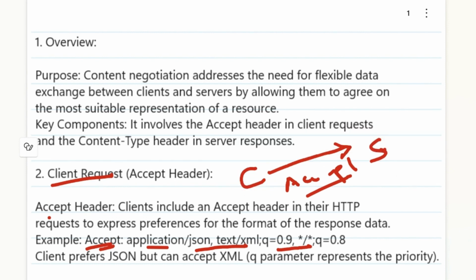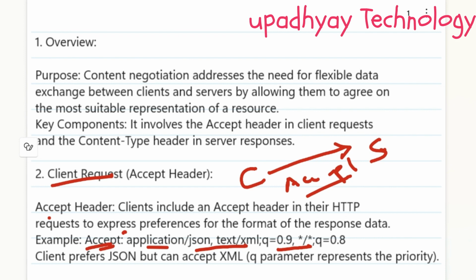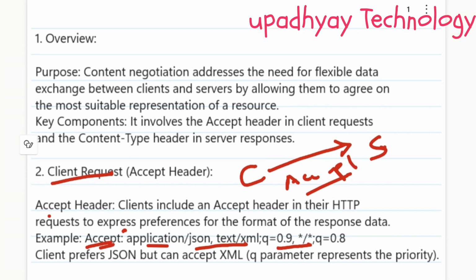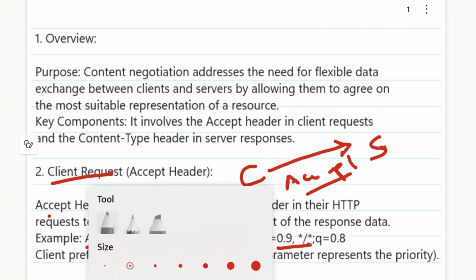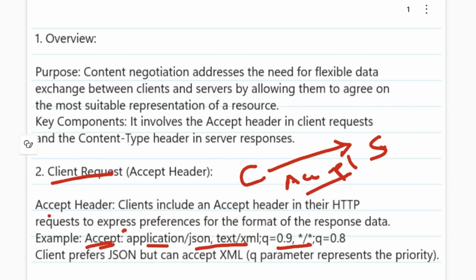So whenever a client sends an HTTP request to the server, it includes this Accept header. If we see this example, it is saying that it wants to communicate in JSON as well as XML, but give more priority to JSON. If that is not possible, then make it XML. So this is saying the client prefers JSON but can accept XML, and q values give the priorities.